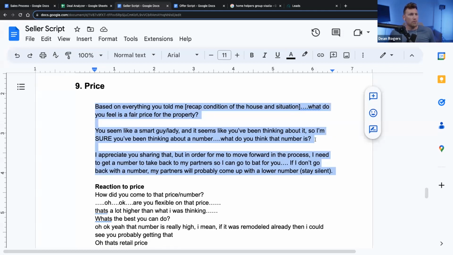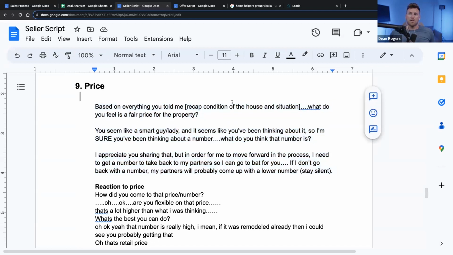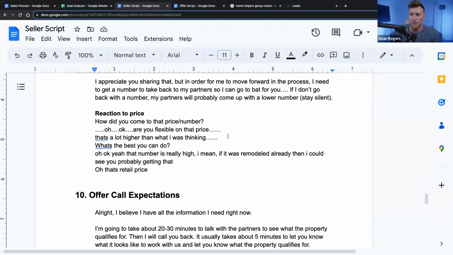You know, what is your price? What do you feel is a fair price for the property? This is the first question, and it has to have context. If you don't ask the question of what do you feel is a fair price for your property with context, then don't even ask the question, because they need to understand that you know, and they need to be reminded that they have this problem going on. The house is not in perfect condition. It needs this work. And so you probably understand that.